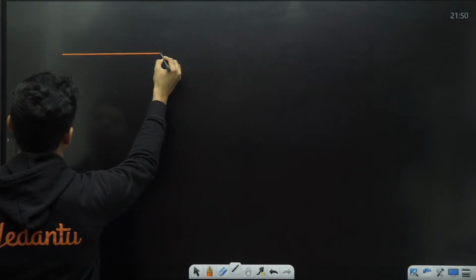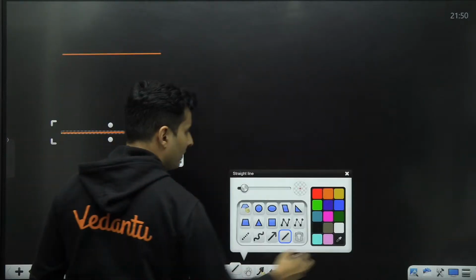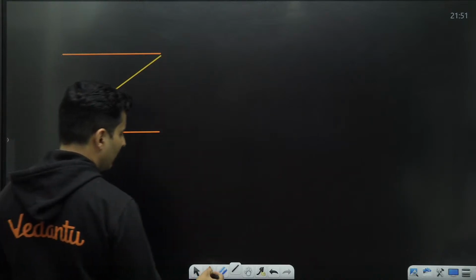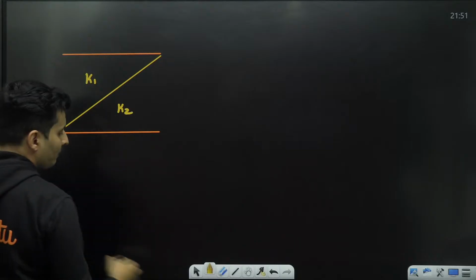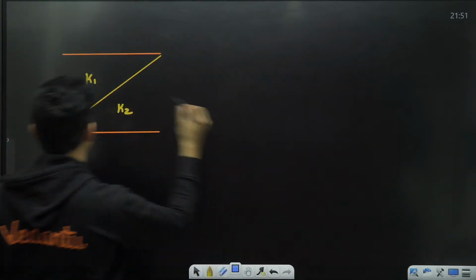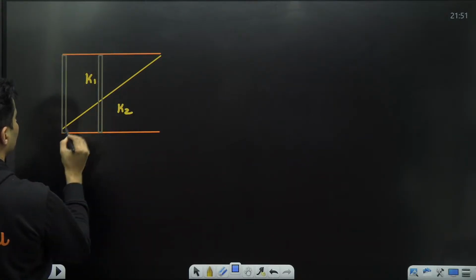I don't remember the question number now, but it is there in the subjective exercise. So if you have something like this, which is inclined, and let's say this is K1 and this is K2, then you break it down into small capacitors like this. Many such capacitors like this.